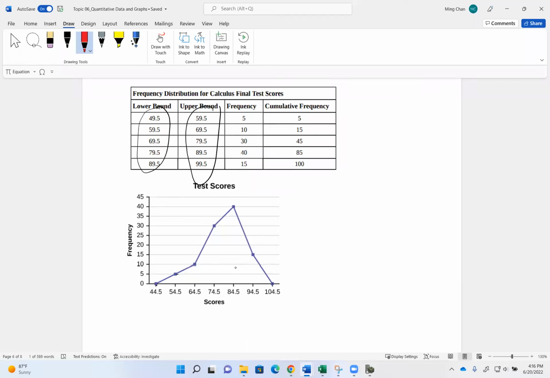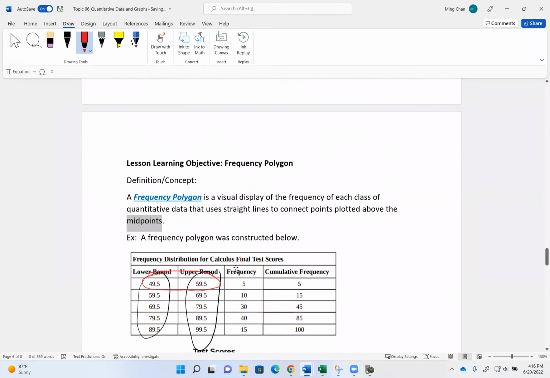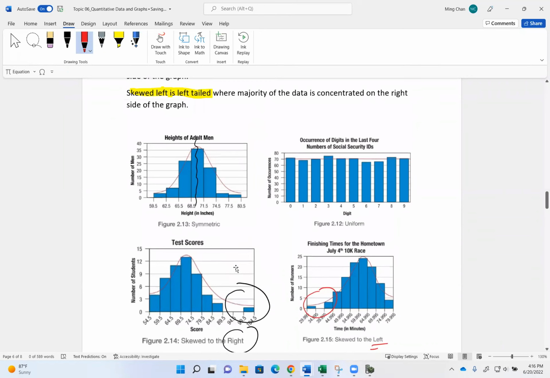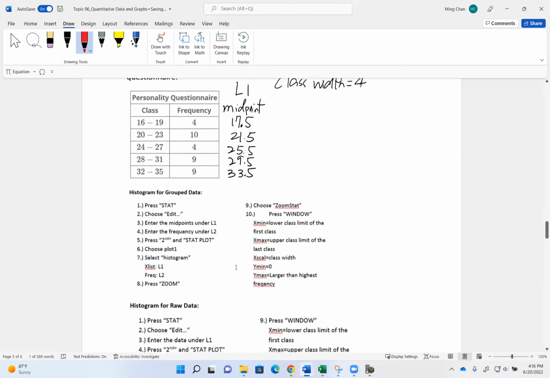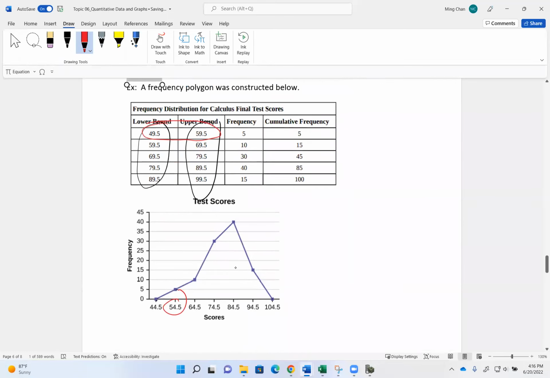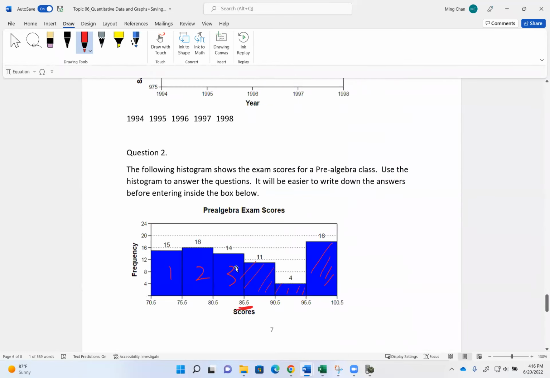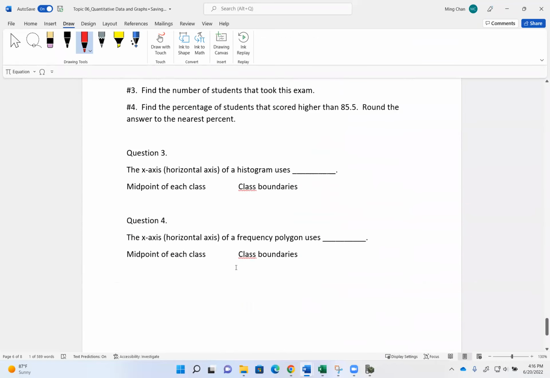Because I was wondering why there's no 44, 54.5. 54.5 has to be the midpoint of the first class. So sorry about that. These are midpoints for the frequency polygon. The histogram uses class boundaries as the x-axis, but the frequency polygon uses class midpoints as the x-axis. Okay, sorry about that. So that answers 3 and 4.